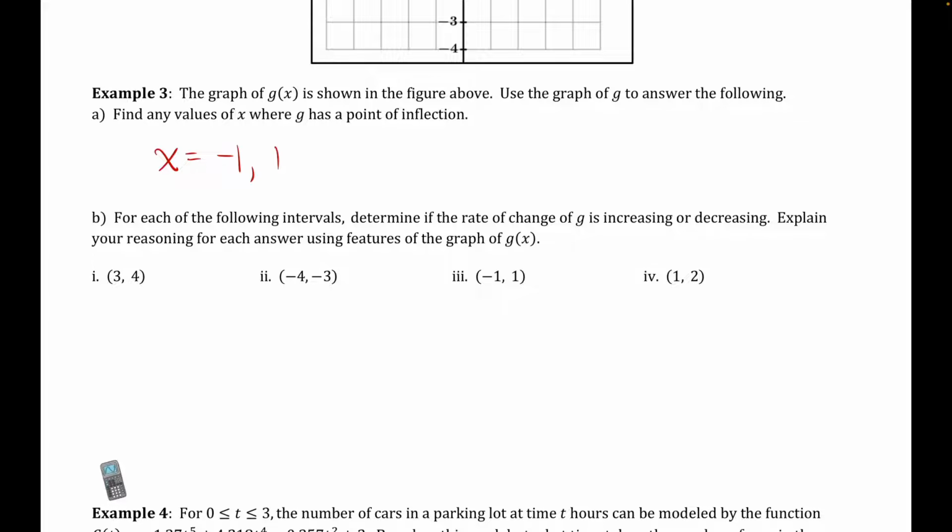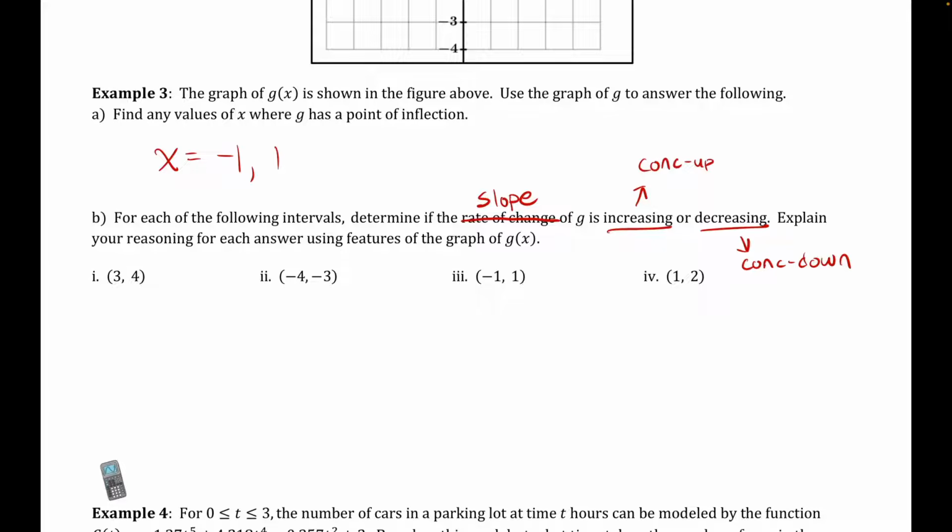For each of the following intervals, determine if the rate of change of G is increasing or decreasing. Rate of change, cross it off. You have to change it out for the word slope. Determine if slope is increasing. Slope increasing, what does that mean? That's the definition of concave up. Slope decreasing, that's the definition of concave down. Write that in your notes.